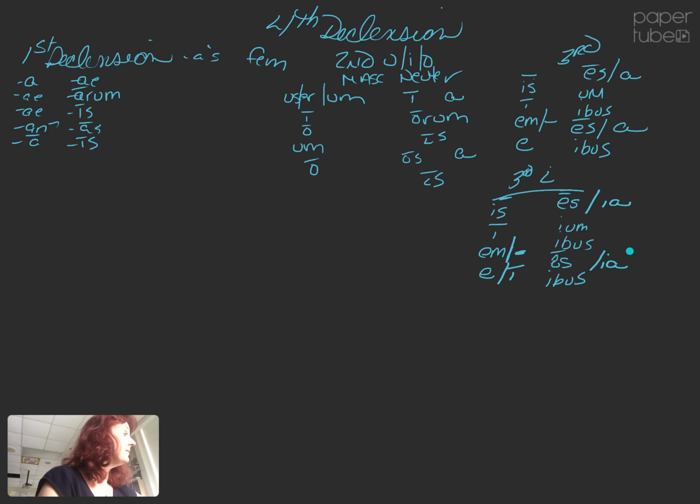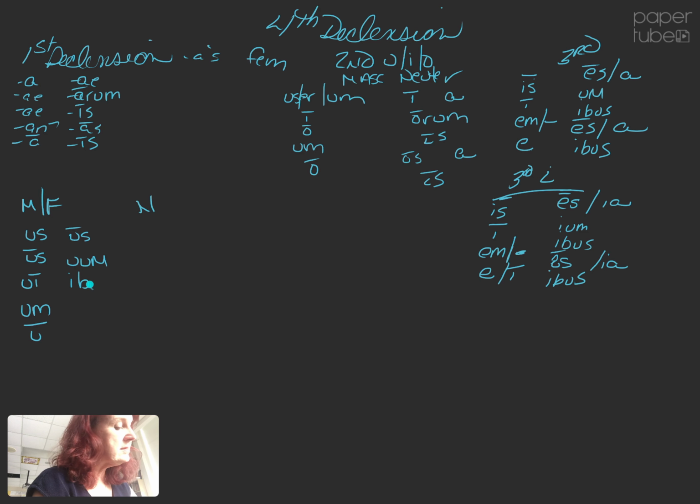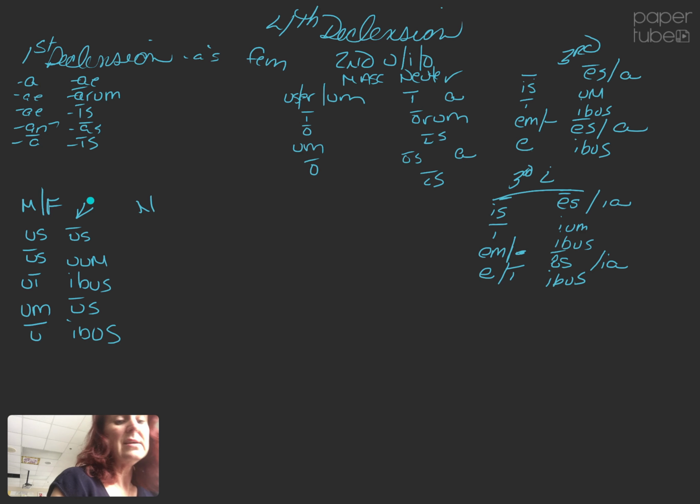Brings us to fourth declension. Fourth, we're back to dominated by U's again. We have different endings for masculine, feminine, and neuter, like we do in the third. US, US, UI, UM, U. And then plural, US, UUM, IBUS, US, IBUS. Note that long mark in the plural that we do not see in the singular.